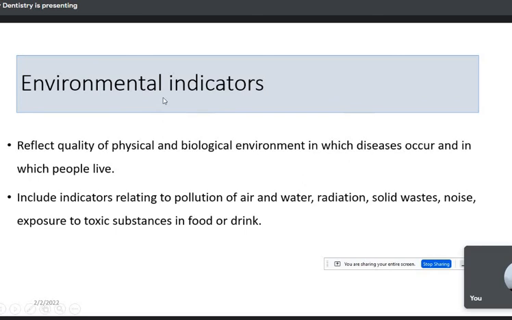So what constitutes the environment? Whatever is around us: the air, water, soil. So whenever there is increasing air pollution, water pollution, radiation, solid waste, excessive noise, and exposure to toxic substances in the food or drink, these are the environmental indicators. This will show the health status of the certain population in that area. So that is the environmental indicator.